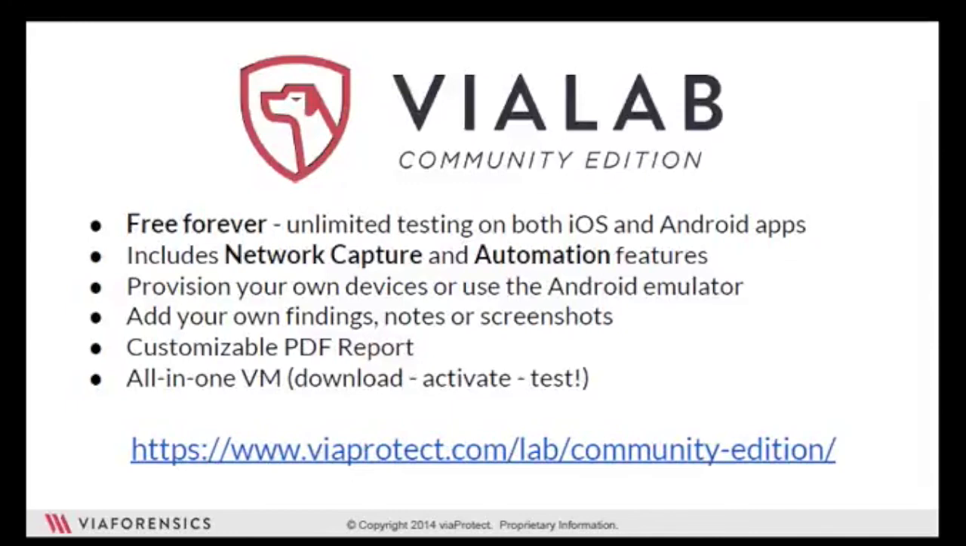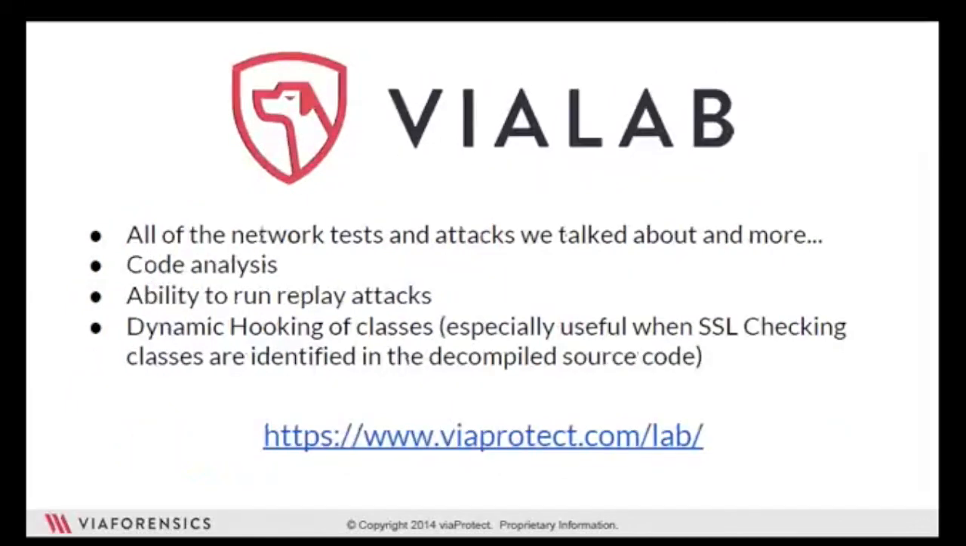This is in the VM that you can download today. It's basically a VM that you just run on VMware or VirtualBox. We have frequently asked questions if you run into any issues during that process, and you'll receive an email with an activation code. You just put that in the first time, and then you're good to go. Some of the tests, like man-in-the-middle and SSL proxy, are available in the regular viaLab version, and it has all of the different network tests and attacks that we talked about, and more. We talked at the very beginning of those slides about the different tests that viaLab can run, and I put some of those here again, like code analysis.